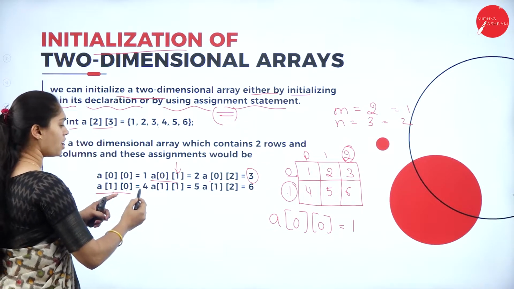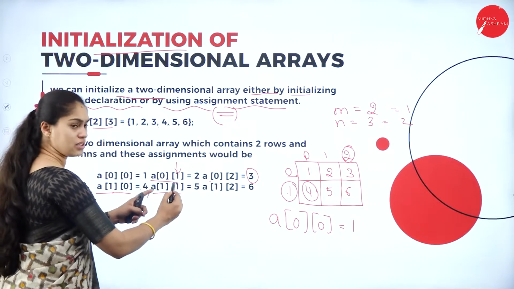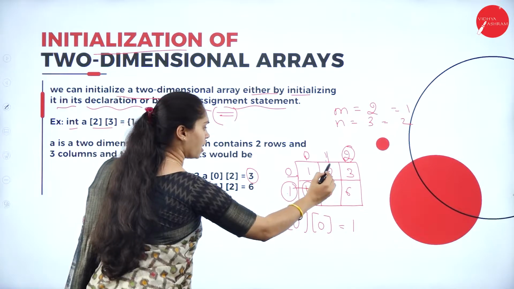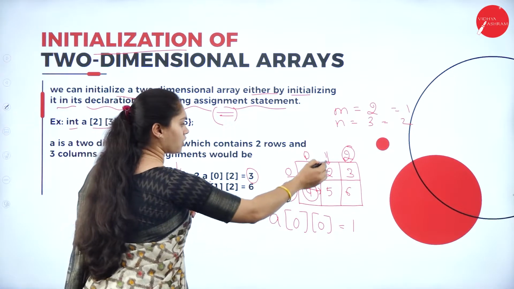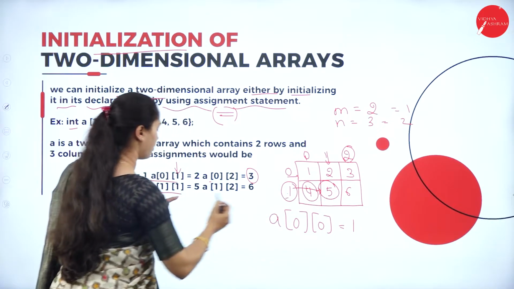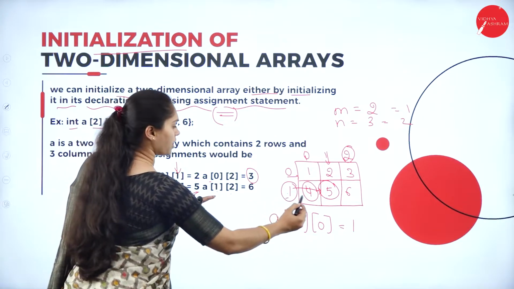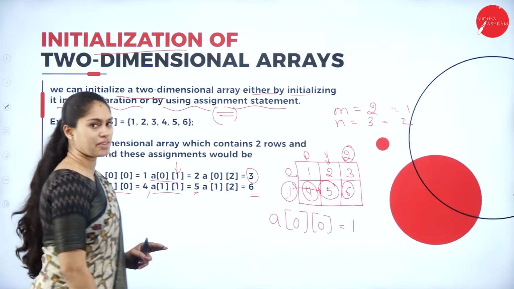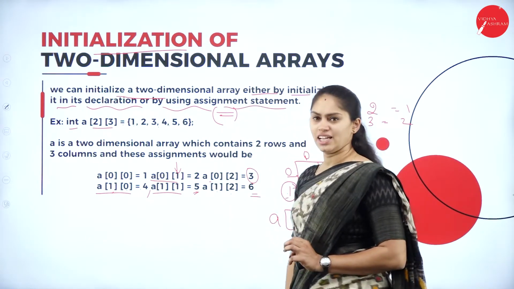Fine. So here A of 1, and in which column is it present? In the 0th column. What is the value? That is 4. Next A of 1 cross 1, that means row index 1 and column index 1. The value is 5. And A of 1, 2. So the row is 1 and the column is 2 and the element is 6. This is how we are going to represent it. Okay. This is one type of initialization.